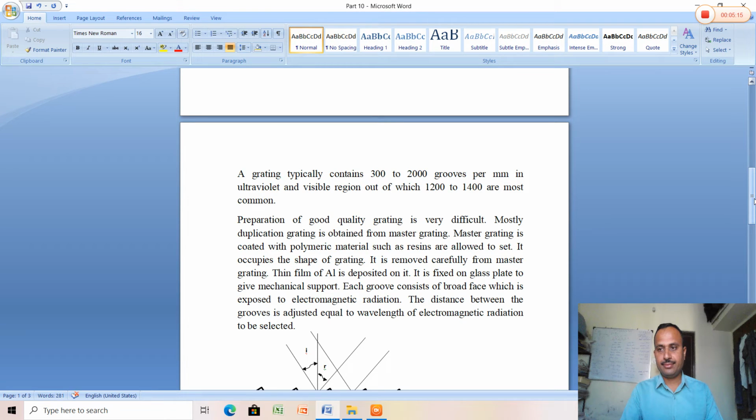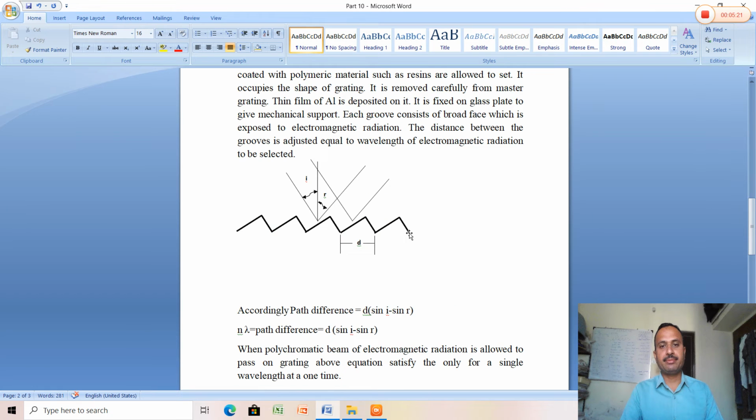This is a typical diagram of the diffraction grating principle. Here light is incident on the surface of the grooves. This is one type of groove, a zigzag shape. D is the distance between two adjacent grooves. I indicates the incident radiation, and R indicates the reflected or refracted radiation from the surface.